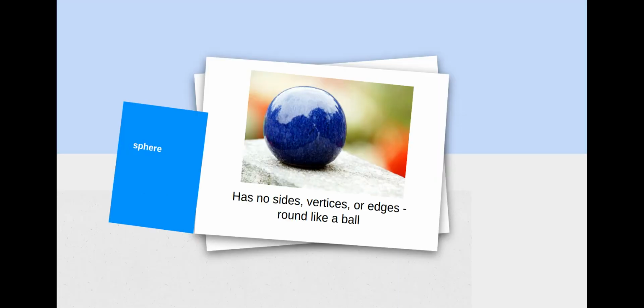A sphere has no sides, no vertices or edges, and it's round like a ball. So if you ever get a question that says, what shape has no sides, no vertices, and no edges, it's a sphere.